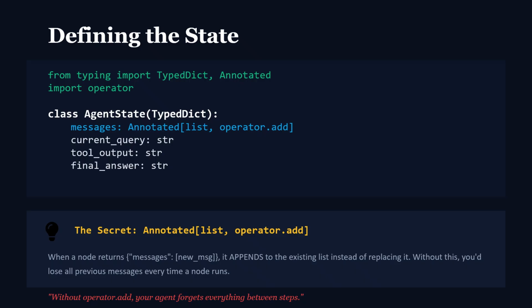This is how conversation history builds up automatically as the agent moves from node to node. Get this wrong and your agent has amnesia. It forgets what happened 2 steps ago. Get it right and every node can see the full conversation history.